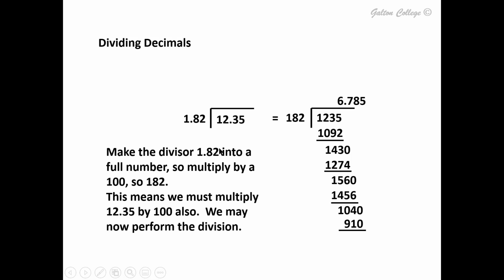This is the rule. Make the divisor, in this case 1.82, that's the divisor, into a full number. So multiply it by 10, 100. So it becomes 182. This means we multiply 12.35 by 100. Because we've multiplied the first one by 100, you multiply the other one by 100. And now we may perform the division. It's just a long division.